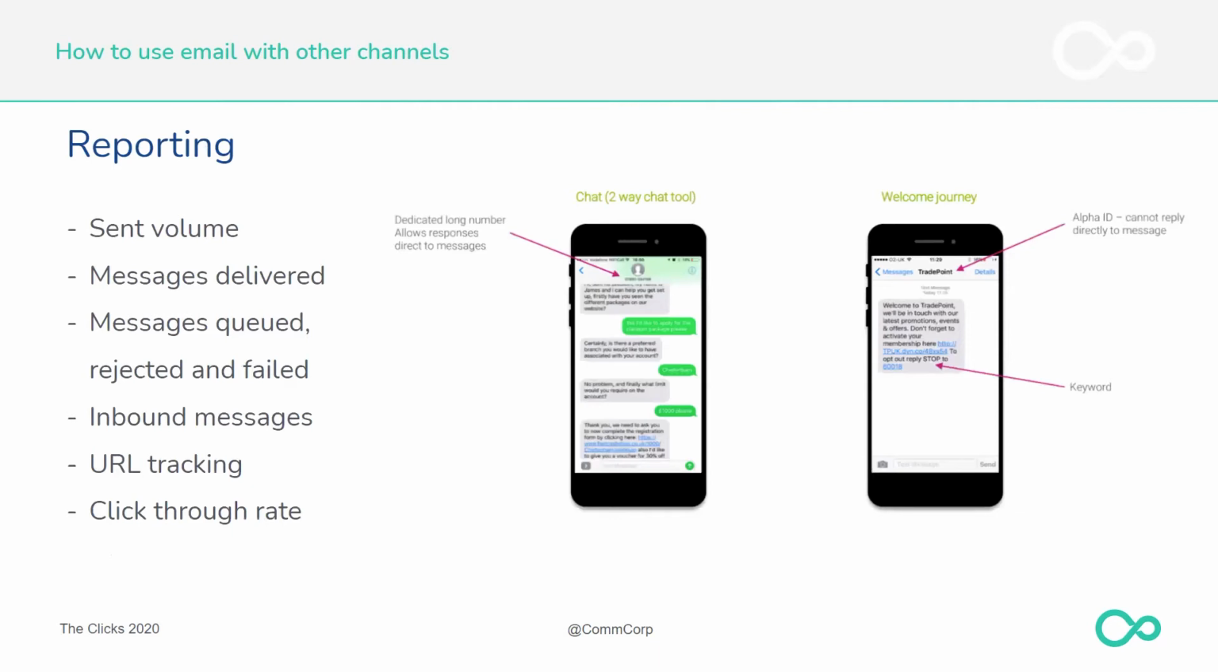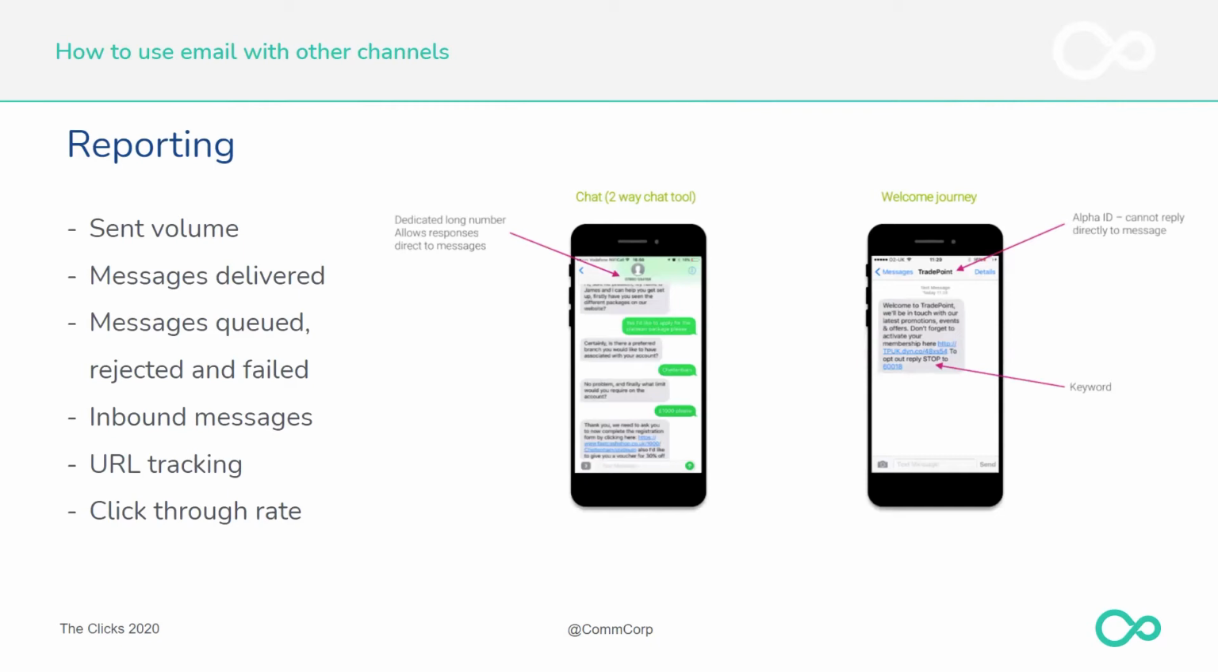One of the things I wanted to highlight is the options surrounding the reporting as well. Although it's a little bit more limited when you compare it to email, you do get the ability to monitor obviously the sent volume. This is just the actual number of communications, but also the size or number of pages that are sent within a message. Obviously the number of messages that are actually delivered, and also if any messages are queued, rejected, or have failed as well, you will get that data.